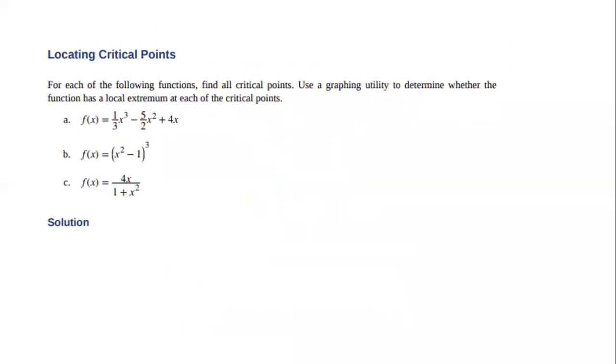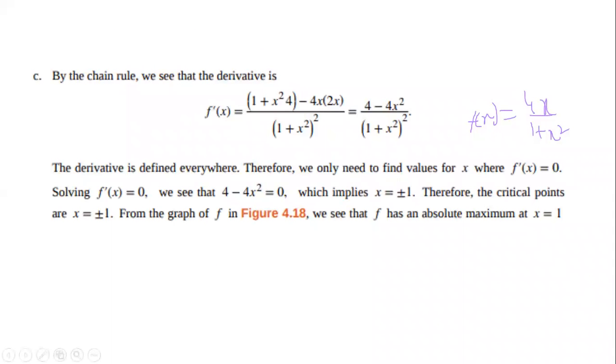Now for part c, I have to write here f of x equals 4x divided by 1 plus x squared. Okay. So first I have to take the derivative using the quotient rule: the denominator squared, then denominator as it is, derivative of first minus derivative of second, and the denominator as it is. So this is simplified. The derivative is defined everywhere. Therefore, we only need to find the value of x where the derivative equals 0. So my derivative is 4 minus 4x square divided by 1 plus x square whole square equals 0.